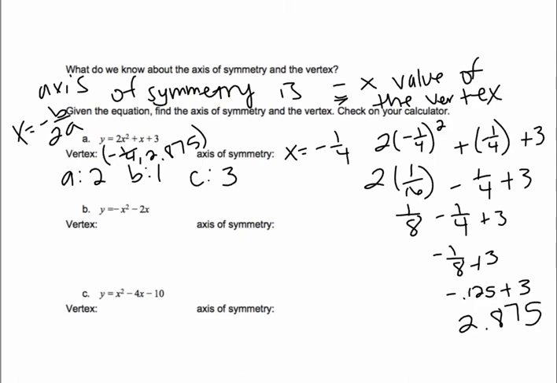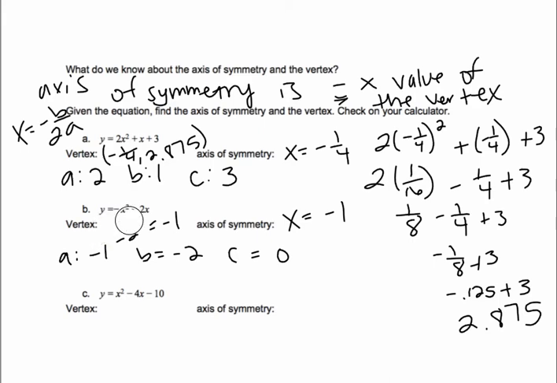All right, let's look at the next one. What is our A? Our A here is negative 1, our B is negative 2, and our C is 0. Again, we're just using A and B. So negative B, well, B is negative 2, so the negative of that is positive 2, over 2 times A, which is negative 2. And 2 over negative 2 is negative 1. So x equals negative 1 is my axis of symmetry.